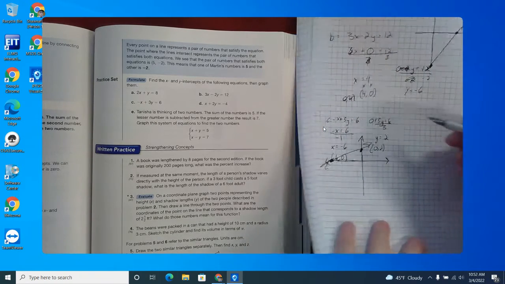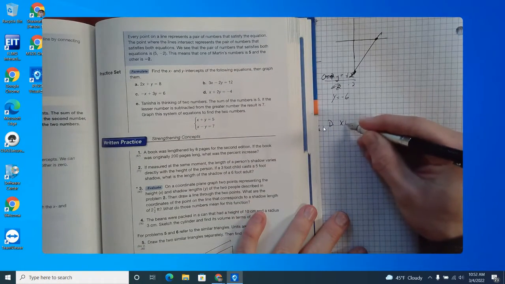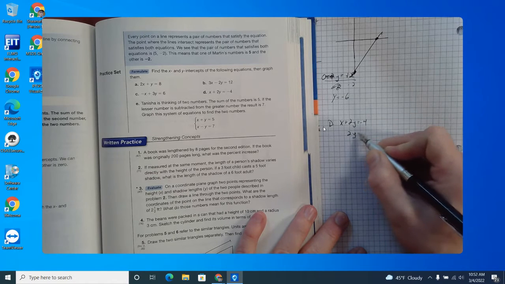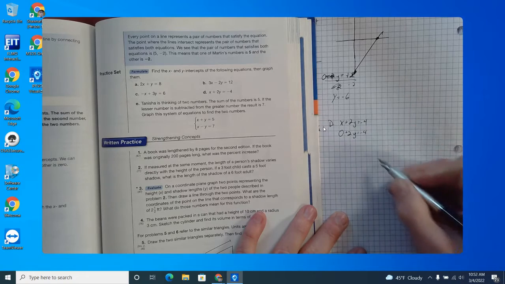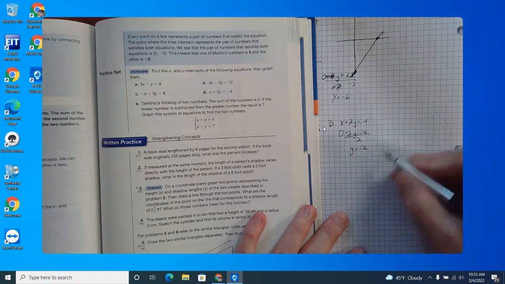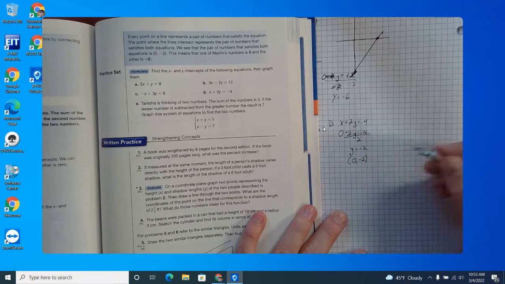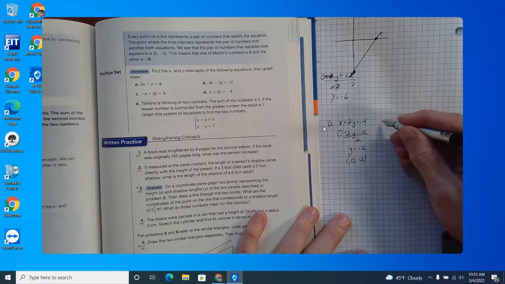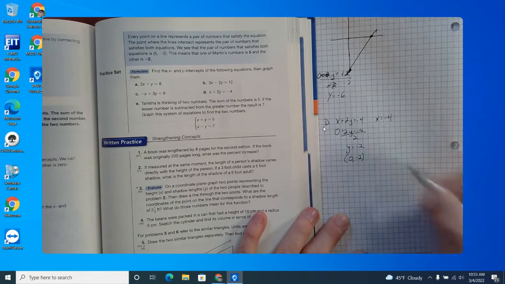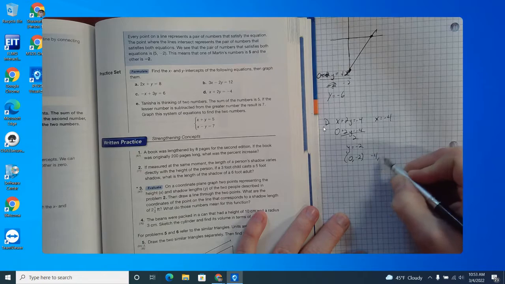D, we'll just hide that embarrassment right there. x plus 2y equals negative 4. With x at 0, I have 2y equals negative 4. Divide both sides by 2. y equals negative 2. So that's 0, negative 2. And then my second point: x equals negative 4, right? Because there's no real work there. So now I have negative 4, 0.